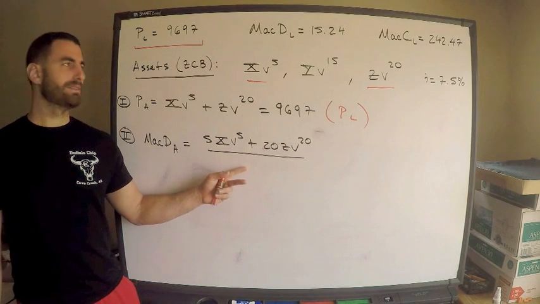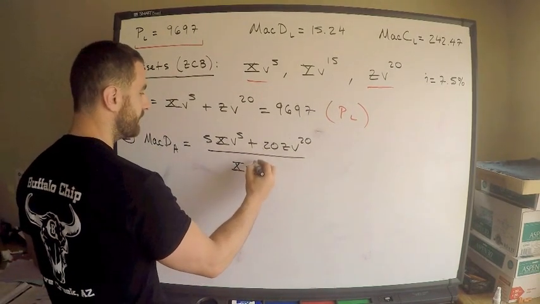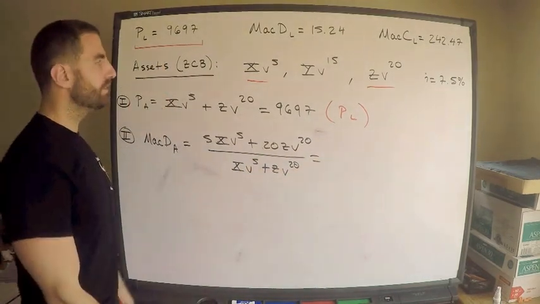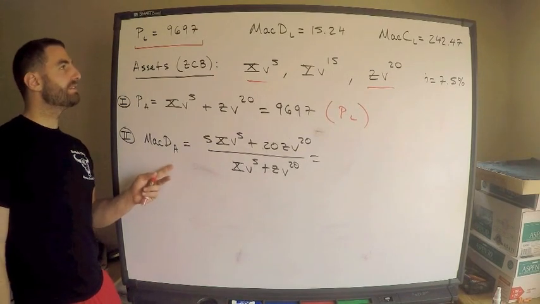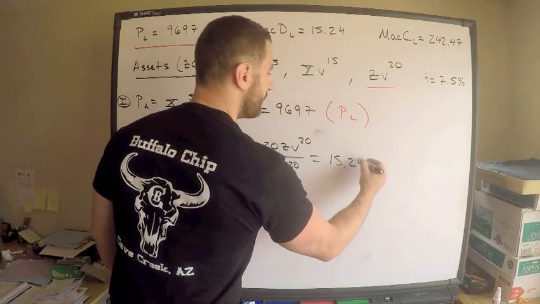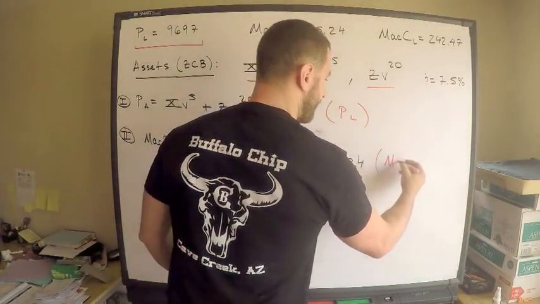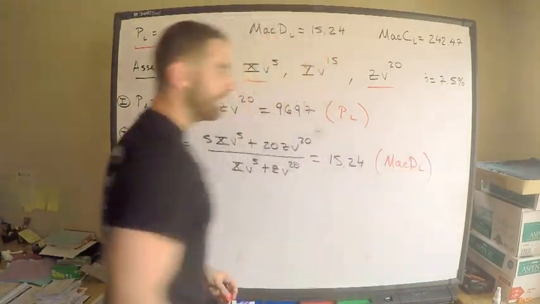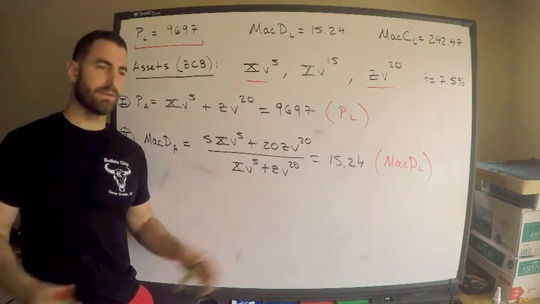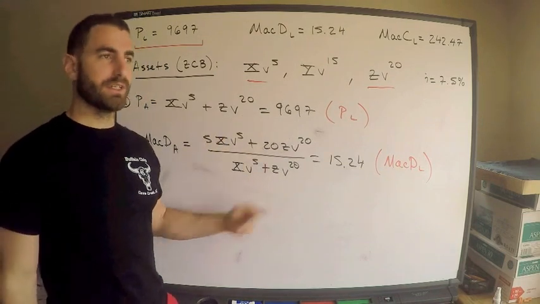divided by the price of the assets. The price of the assets is this. I'm just going to write it out to make sure we're clear. Here's the price of the assets. And that must equal, okay, this is the Macaulay duration of the assets. It must equal the Macaulay duration of the liabilities, which is 15.24. So it equals MacD L, Macaulay duration of the liabilities. Now, this formula, I'm not going to write it down. Find it. This is not confusing. This is the definition of Macaulay duration, okay?